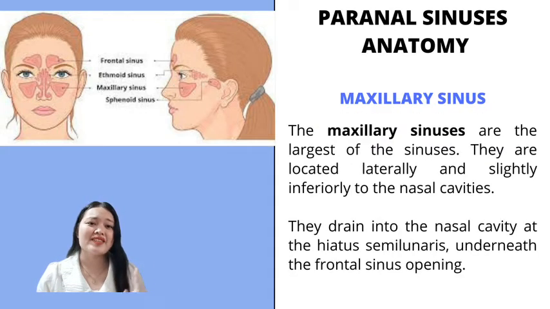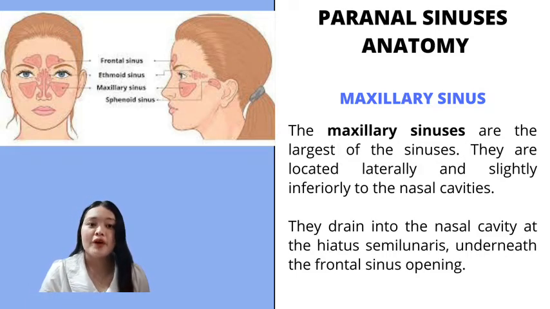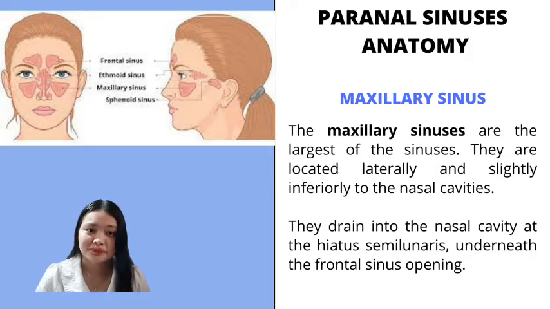The maxillary sinuses are the largest of the sinuses. They are located laterally and slightly inferiorly to the nasal cavities. They drain into the nasal cavity at the hiatus semilunaris underneath the frontal sinus opening. This is a potential pathway for spread of infection. Fluid draining from the frontal sinus can enter the maxillary sinus.